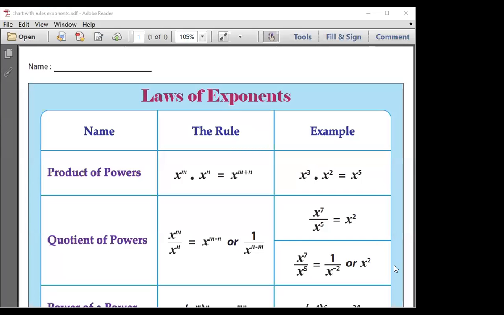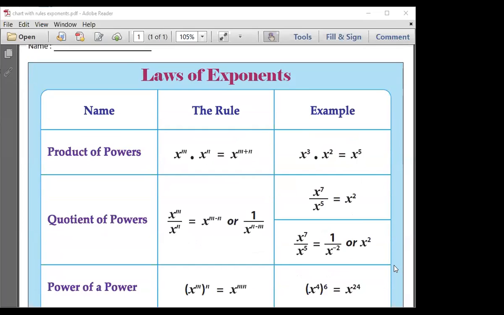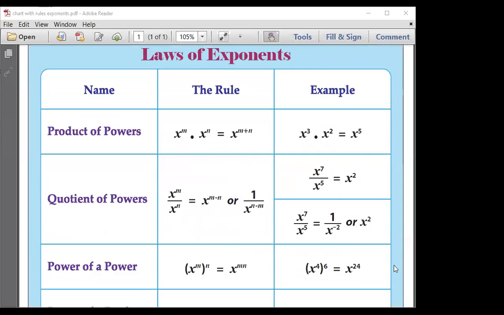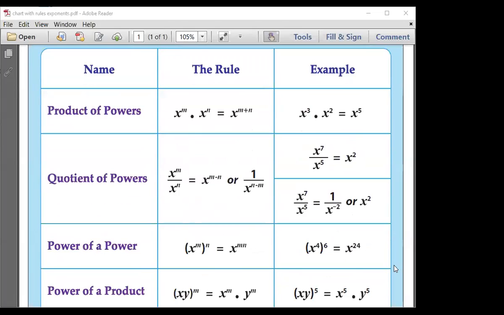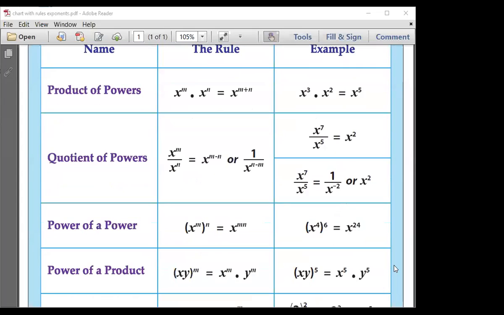This is to collect all the laws of exponents. So we have product of powers. When we have x power m times x power n, it will be equal to x power m plus n. When we have quotient of powers, we will subtract the exponents. Power of a power, which is raising a power, we will multiply the exponents together, and you will also find an example about it. X power 4 all to the power of 6 will be x to the power of 24. For xy all to the power of m, we distribute m over the parentheses. It will be x power m, y power m.